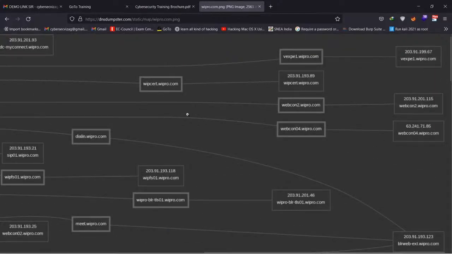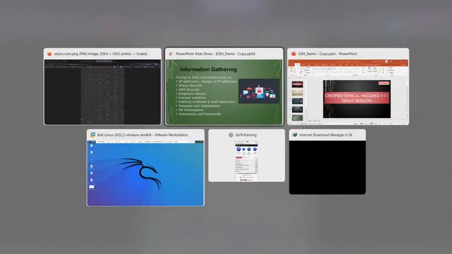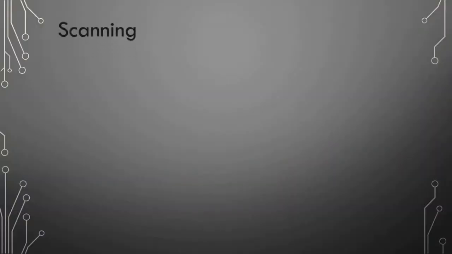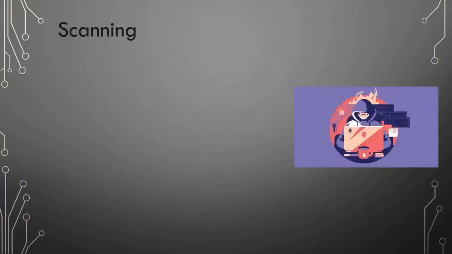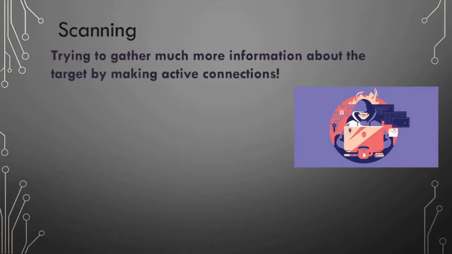Okay, after information gathering is done, we go to the next phase, which is known as scanning or enumeration. Now, one of you asked me what scanning or enumeration is. This is nothing but trying to get some extra information about the target by making active connections. What I mean by active connections is that you will directly connect to Wipro servers and try to fetch the information from them.